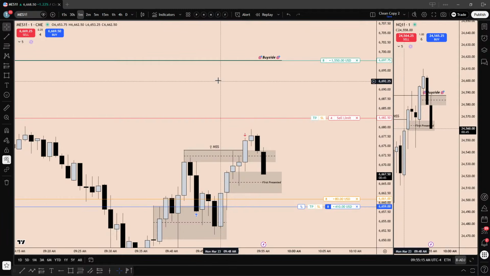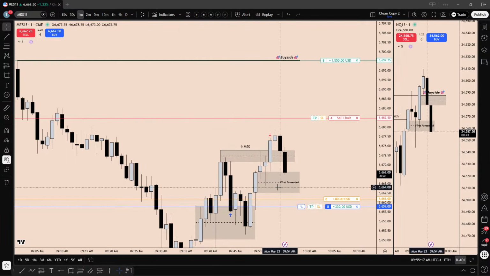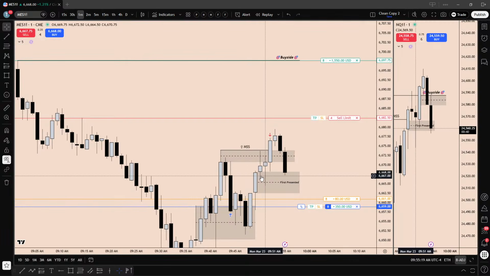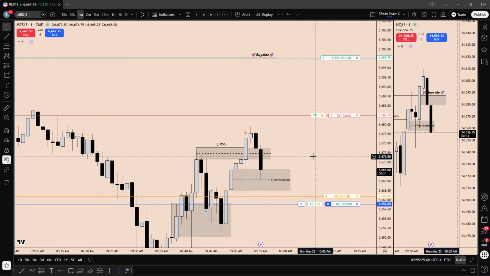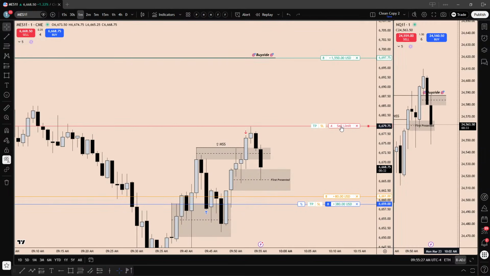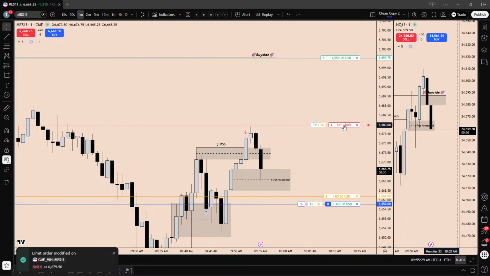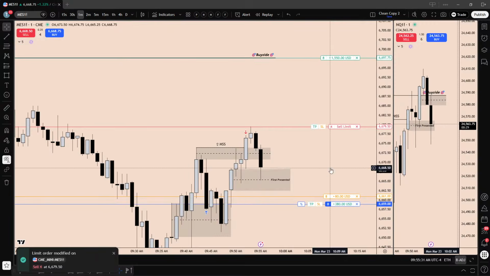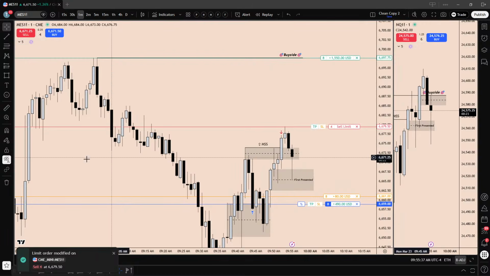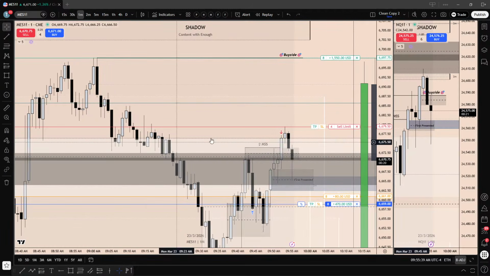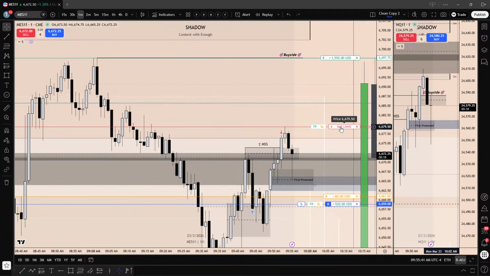Ooh, that's all right. Let's see if we get stopped here. Last line of defense, first presented with suspension block. Held once, want to hold twice. From here, I don't mind partialing at this short-term high if we can get that at least. Just secure some more. And then we'll put stops at whatever low was created inside of this first presented. All right, we're looking for a quick rejection. Matter of fact, that's a pretty strong rejection.